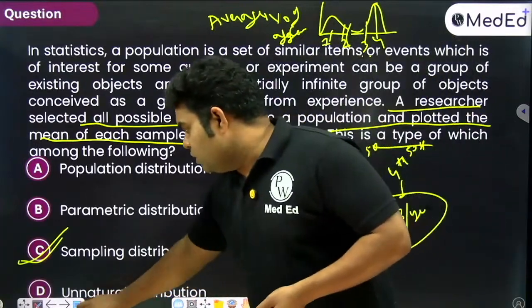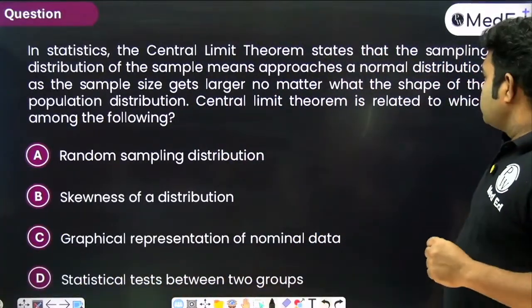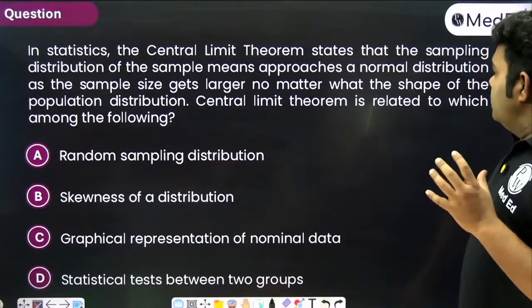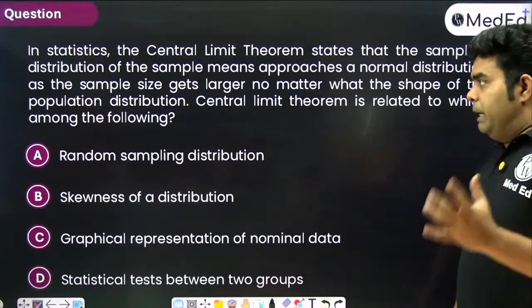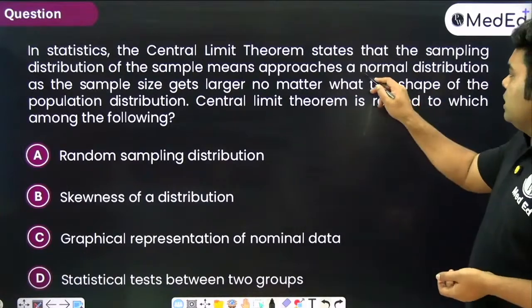Chalo, next question. The central limit theorem states that if the sample is big enough, no matter what the shape of the population distribution is, it approaches a normal distribution.